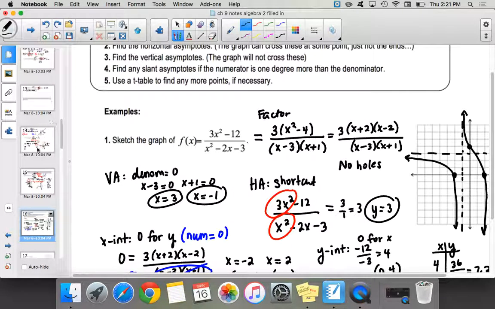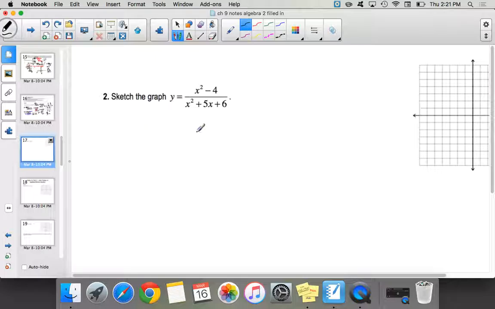All right, so let's do the very last example. It says sketch the graph of x squared minus 4 over x squared plus 5x plus 6. Okay, so step 1, we're going to factor the numerator and denominator. So we have x plus 2 times x minus 2. And then we factor the bottom, it goes into x plus 2 times x plus 3. So does this one have a hole? Yes. Yeah, so someone besides Nick. Where's the hole? At x equals what? At x equals -2.